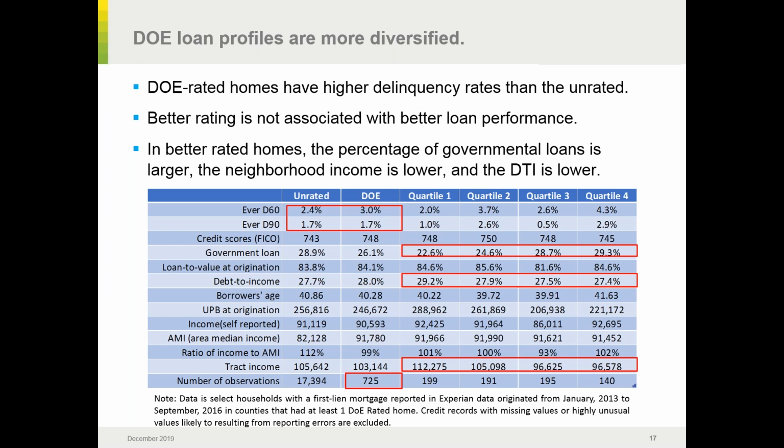We found it interesting that in better rated homes, we do have more government loans represented. Percentage of government loans is higher. But we actually see that the debt to income ratios are lower as well. So there's just kind of a mixed story here.